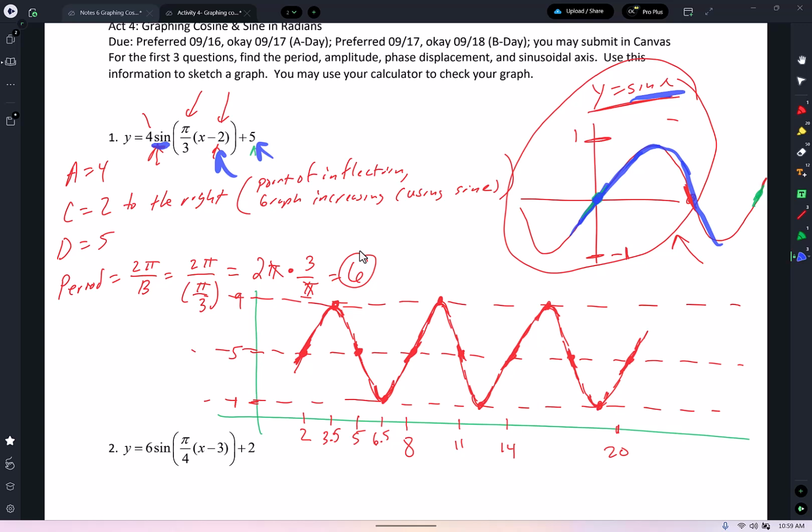Cosine, the peak is right on the y-axis. So that's why we always use the peak for cosine. Does that make sense?